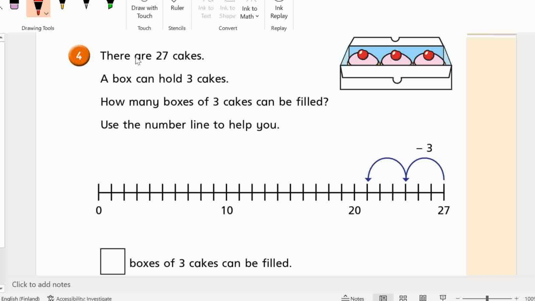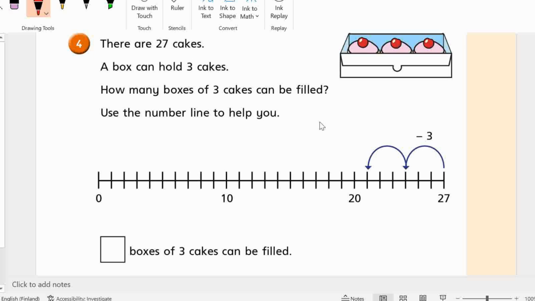Right, so there are 27 cakes. A box can hold 3 cakes. How many boxes of 3 cakes can be filled? Use the number line to help you. So there's a box like this with 3 little cakes in it, and there's 27.